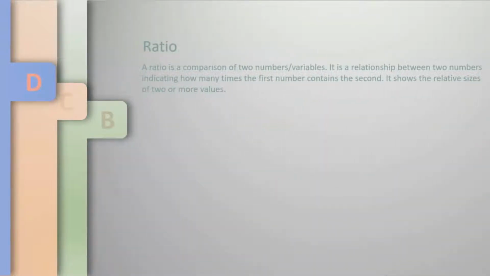A ratio is a comparison of two numbers or variables. It is a relationship between two numbers indicating how many times the first number contains the second. It shows the relative sizes of two or more values. For example, comparing 5 fingers to one hand, 5 to 1. These comparisons allow us to make judgments and choose more wisely.